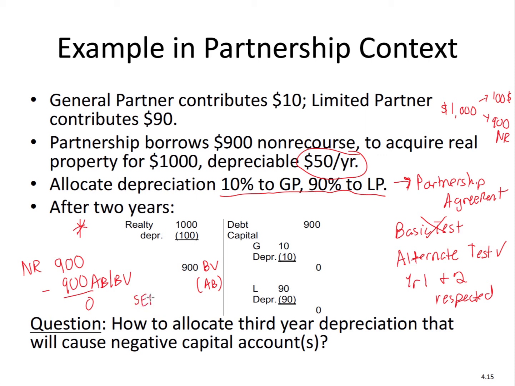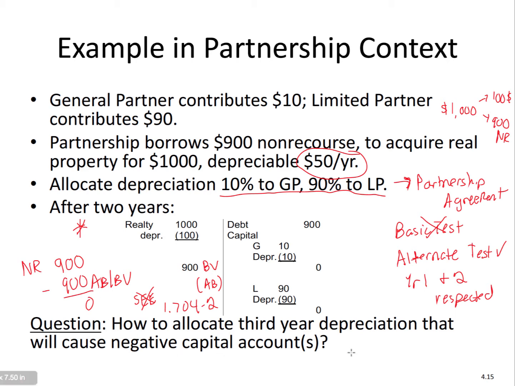You can't use that. You got to use a different set of regs. You got to use Reg 1.704-2 set of regs. Remember, substantial economic effect is Reg 1.704-1. Okay? If this number is 0 or negative, though, we do use substantial economic effect, which is what we have here. Well, what happens in the third year?